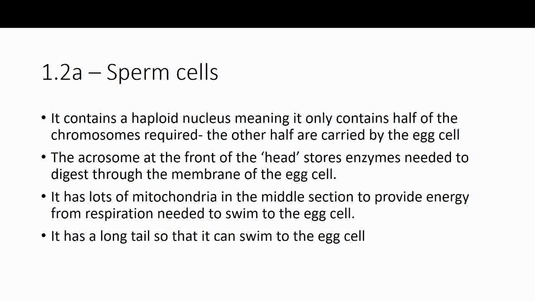1.2a looks at the specialisations of sperm cells. Sperm cells contain a haploid nucleus, meaning it only contains half of the chromosomes required. The other half are carried by the egg cell.